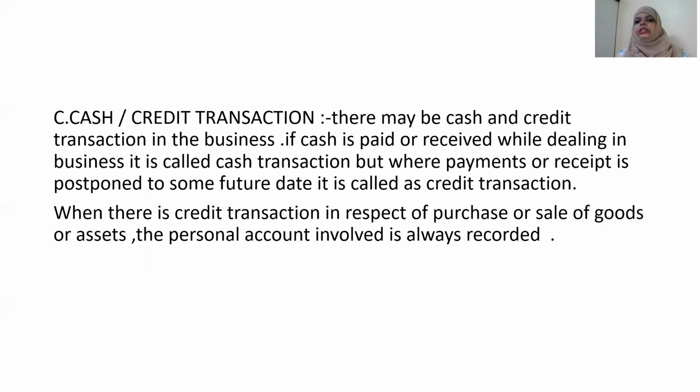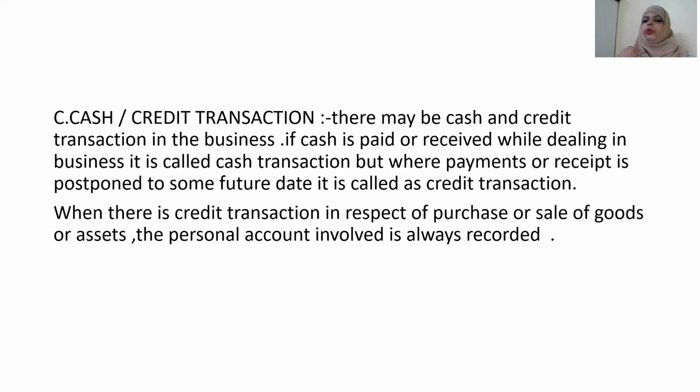So when net cash is given in a transaction of purchase or sale, it is called a cash transaction. When there is a promise to pay the amount on a particular future date, that is called a credit transaction, which can be of a sale or a purchase. So when there is a credit transaction involved, the particular person's personal account is involved, because credit is given to the person, not to the thing. Credit is always given to the person.